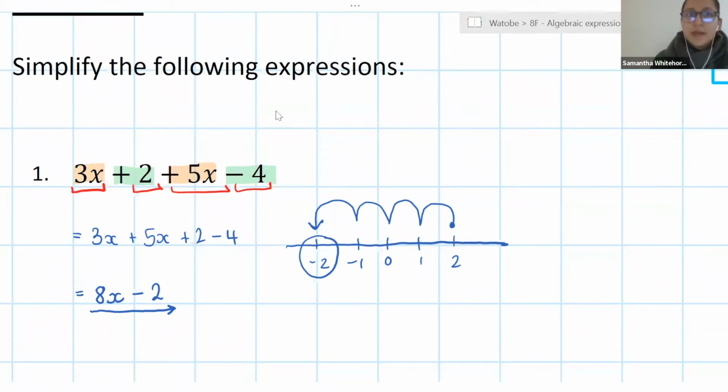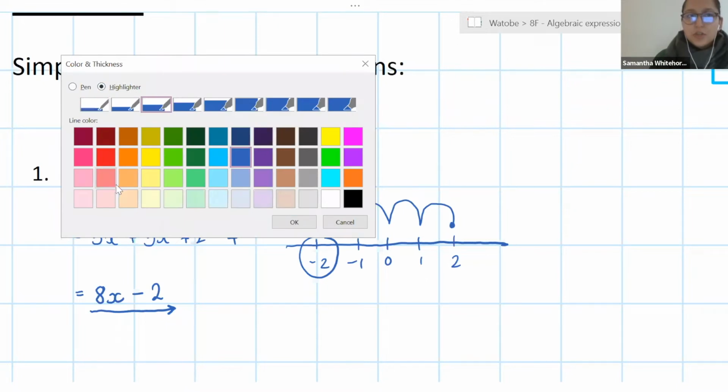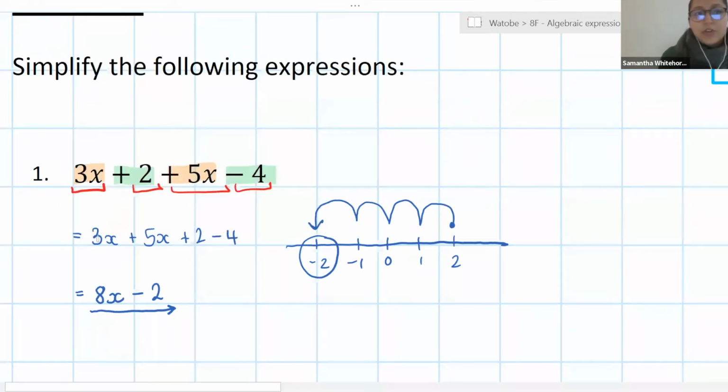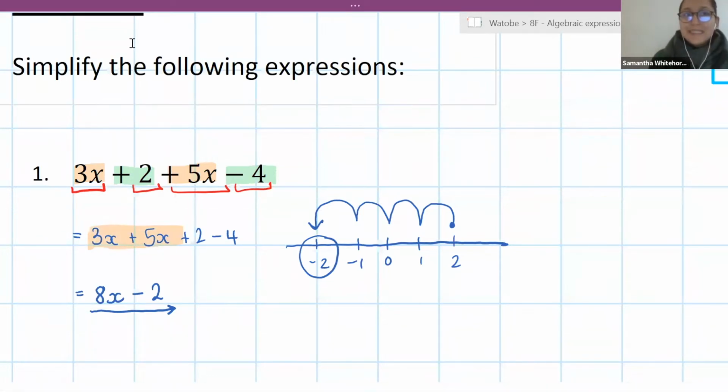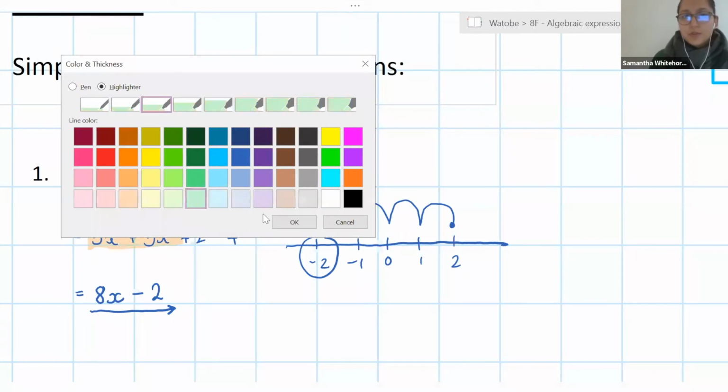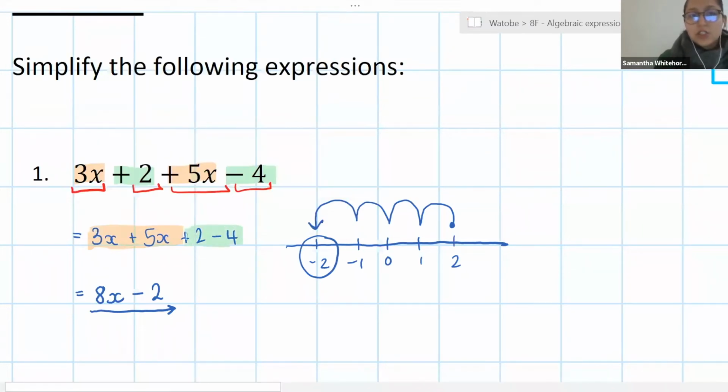Okay, so remember, those are separate groups of terms. If I go back to what I'd highlighted, the 3x and the 5x are one group of terms. That is completely separate to the other group of terms that I'm working with, which are the constants, the 2 and the 4. So when I add them together, I can't say, okay, I've got 8x, now I'm adding 2, so I've got 10x, and then I'm taking 4 away, so I've got 6x, because those are not like terms. I can only add and subtract like terms. So I have to keep the x's and the constants separate. I can't put them together. Does that sort of answer your question?